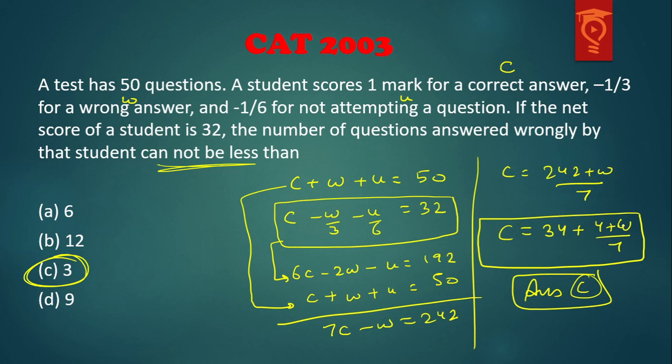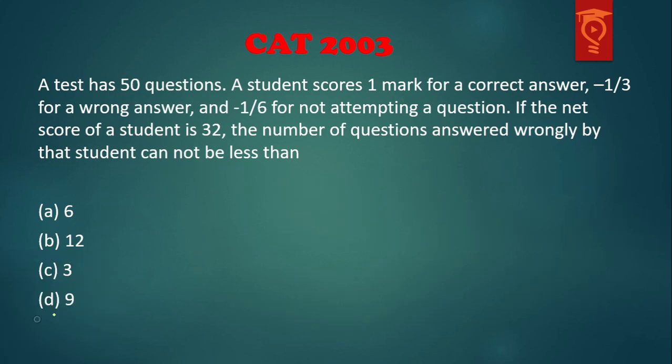C is coming out to be a positive integer, W is anyway a positive integer. Okay, so the minimum was asked, so we have a unique answer, that is C option. So this is called special equation approach. Hope it is understandable. However, there is one more way out.